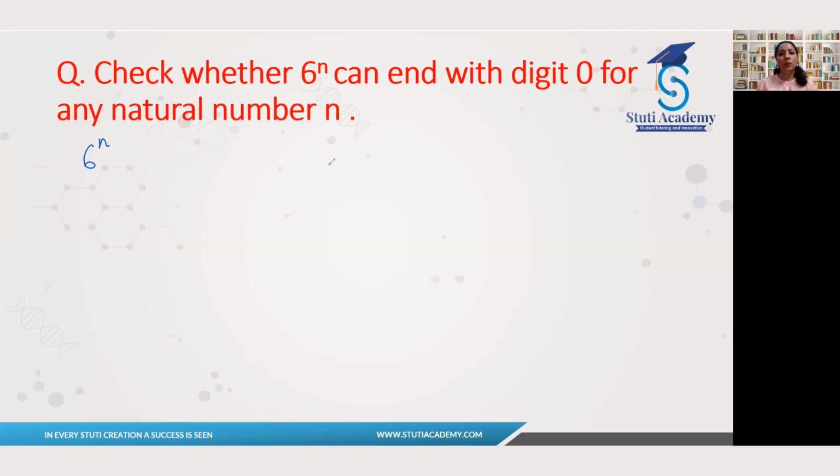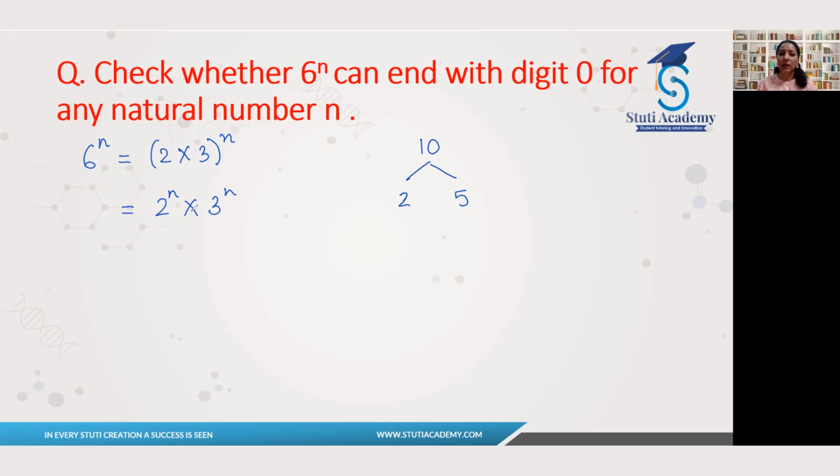Now, for any number to end with digit 0, 10 should be a factor of that number. If 10 is a factor of that number, then we can say 2 and 5 both must be factors of that particular number. So we need to check whether 6 raised to the power n has prime factors 2 and 5 both. Now 6 we can write as 2 into 3. So this is 2 into 3 raised to the power n. This can also be written as 2 raised to n into 3 raised to n.